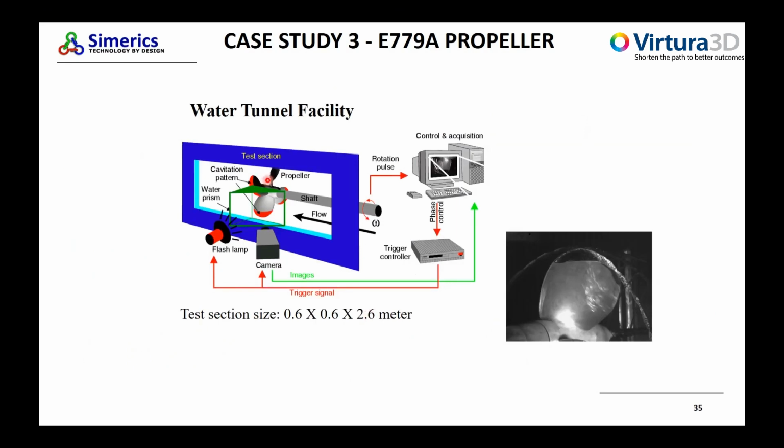So for the facility, it looks something like this. You have a camera that is recording how this bubble is forming, or the cavitation patterns are forming on this propeller, which is rotating inside this water tunnel facility. Then you look at some of the images, and they're also measuring a few characteristics so that we can compare some of the numbers quantitatively.